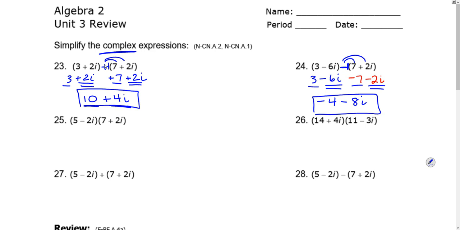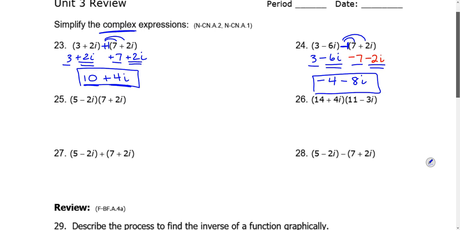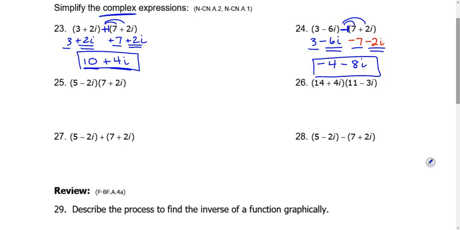The next example is going to be multiplication. So with multiplication, you're looking for two parentheses that are basically back to back. So it's kind of like they're touching. Like number 26. If you look at number 26, you've got two parentheses touching, so that's a multiplication problem.